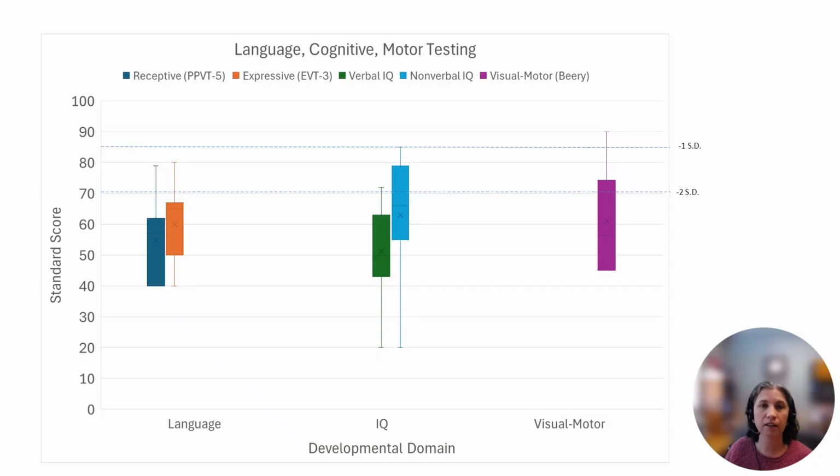Language skills were more significantly impaired, without much of a difference between receptive and expressive language. So that means that most kids had equally impaired comprehension as well as production of language. And then for those children who are able to complete an IQ test, nonverbal IQ was generally higher than verbal IQ.